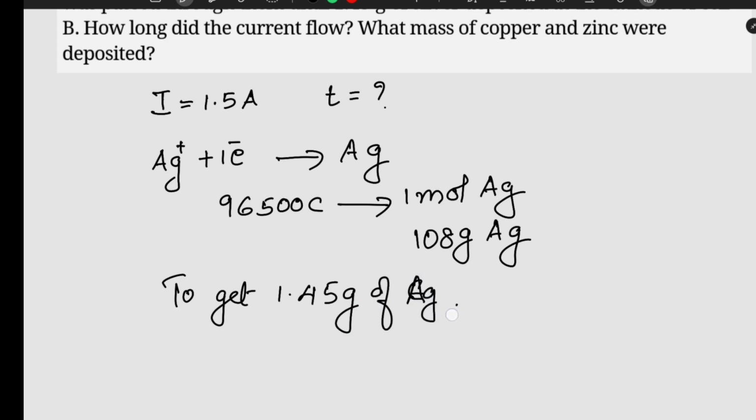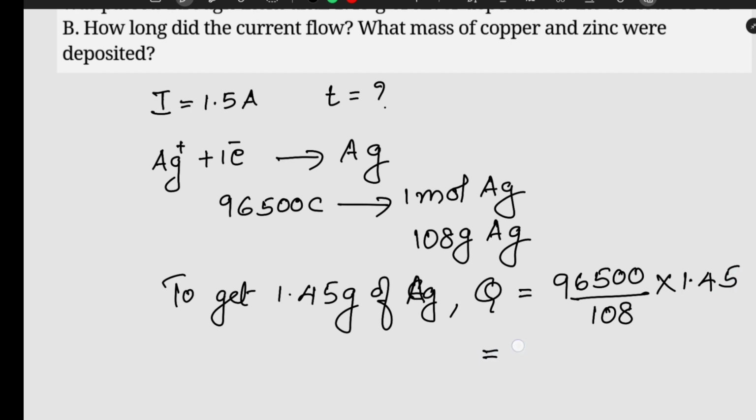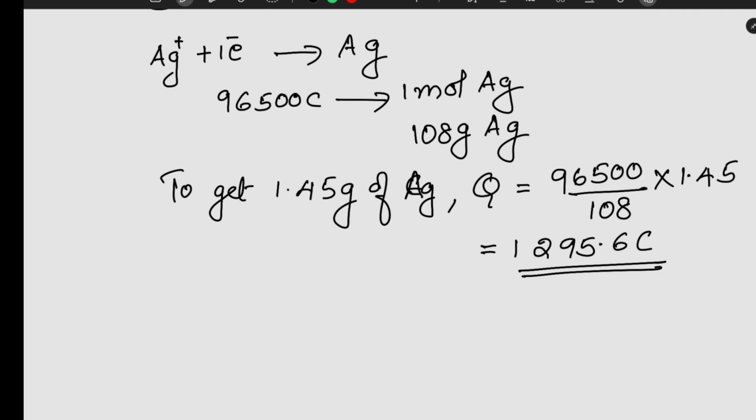the quantity of charge required is equal to 96,500 by 108, this is for 1 gram, then for 1.45 gram, into 1.45. So when we simplify, we will get 1295.6 coulomb. This is the quantity of charge required for getting 1.45 gram of silver.